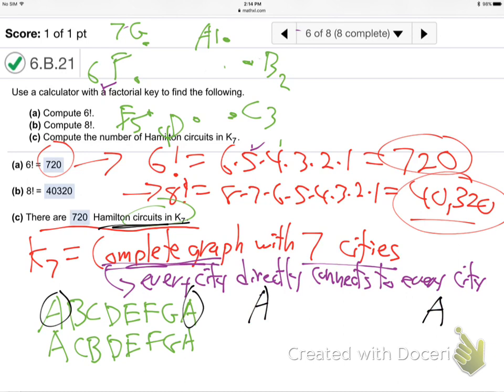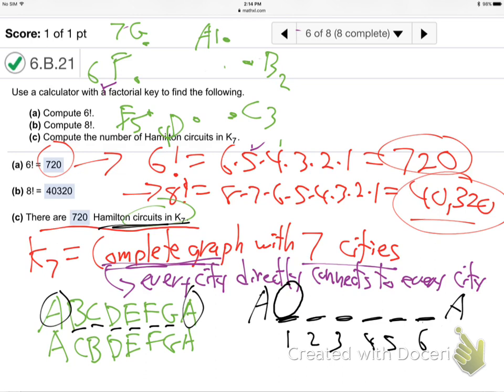So start at A. Once I'm starting at A, next I'm going to write a bunch of letters, cities. How many is there? 1, 2, 3, 4, 5, 6 in between. And then back home, right? I'm going to visit the other 6 cities and come back home. Good so far? How many choices do I have for what city comes next?